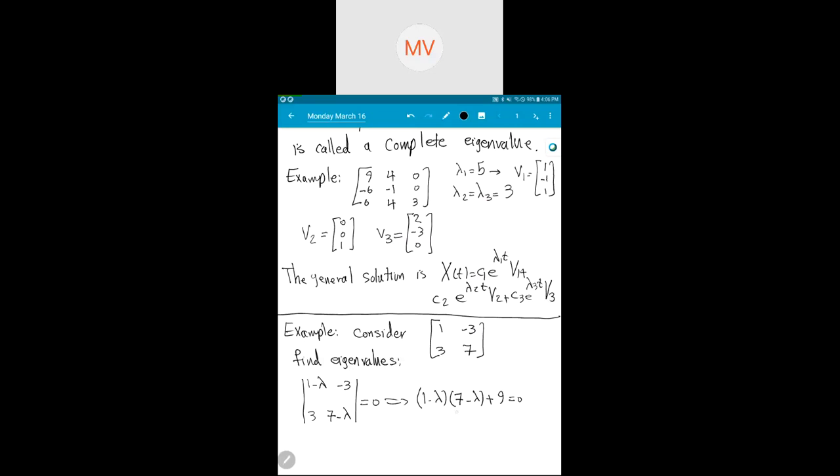So let's go ahead and distribute this and find lambdas. Foiling this polynomial, we get a 7. We get a lambda square. We get negative lambda, negative 7 lambda plus 9 equals 0. Combine like terms, so we get lambda square minus 8 lambda plus 16 equals 0, right?